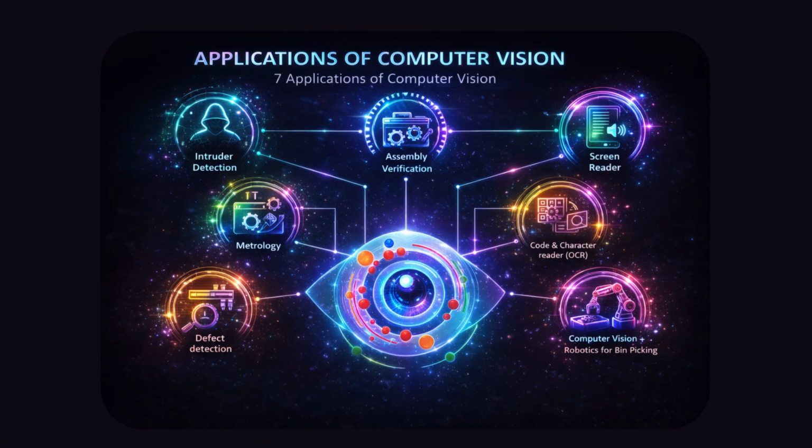We also have OCR, optical character recognition, which extracts text from images, documents, and even handwritten notes. In industries, metrology plays a key role, measuring objects with extreme precision using vision systems. Another critical use is defect detection. AI identifies even the smallest flaws in products, improving quality and reducing waste. And finally, computer vision with robotics, used in automation like bin picking, where robots identify and pick objects intelligently. So as you can see, computer vision is not just seeing, it's analyzing, deciding, and acting in real time. And this is just the beginning.